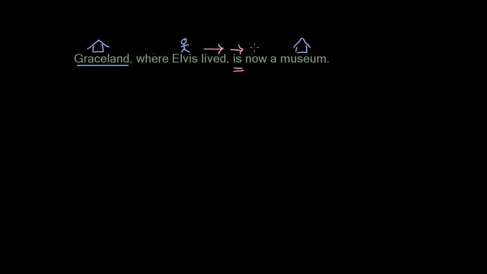We have a couple of adverbs. Now is an adverb telling us when, is now. And where is our relative adverb, which is introducing our relative clause, where Elvis lived. Now we'll diagram it. We have our baseline and our bisecting line. And since we have a subject complement, predicate nominative, we put a slanted line instead of a vertical line after the verb.